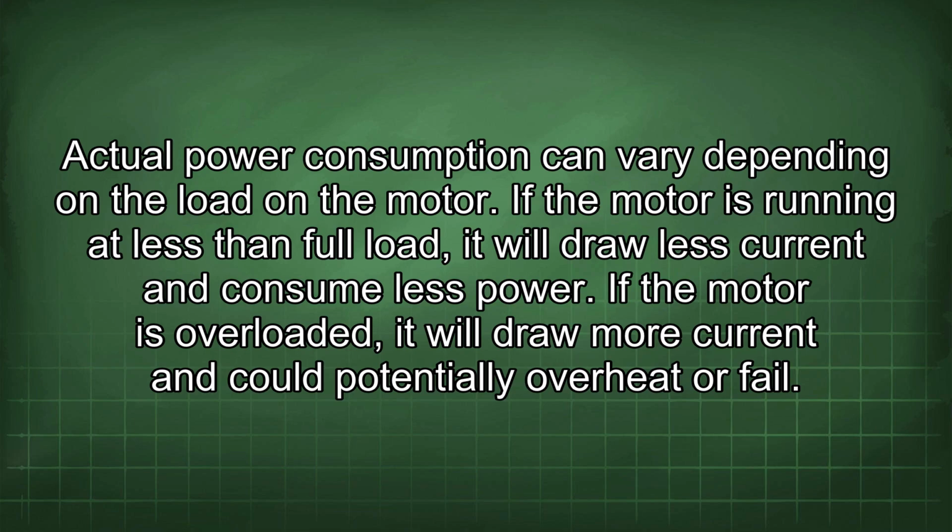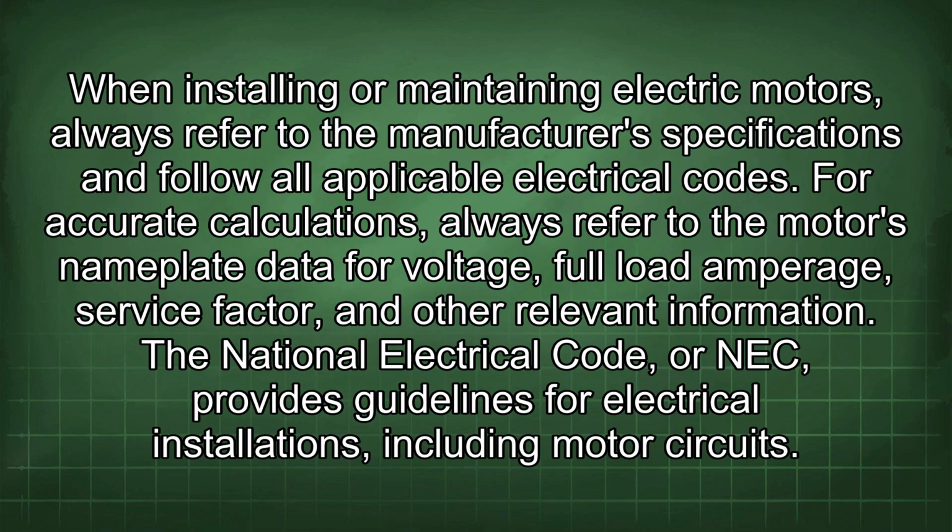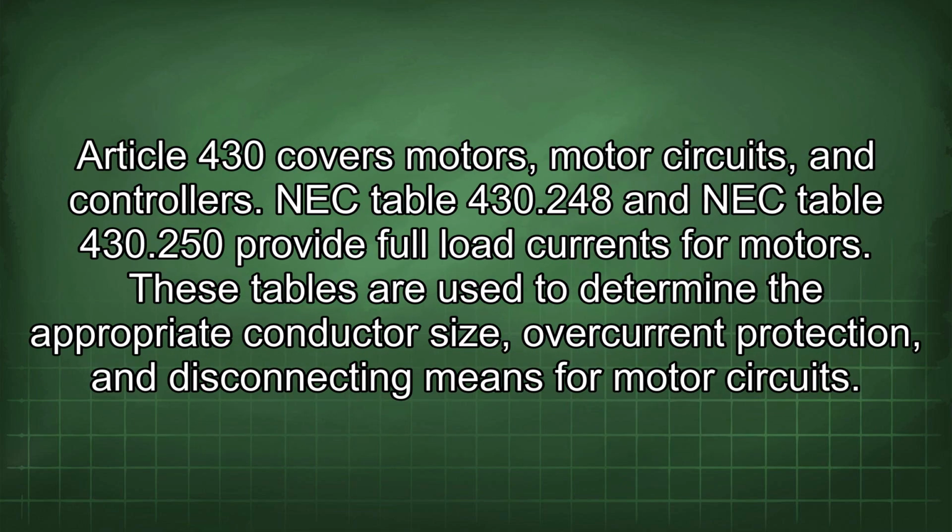If the motor is running at less than full load, it will draw less current and consume less power. If the motor is overloaded, it will draw more current and could potentially overheat or fail. When installing or maintaining electric motors, always refer to the manufacturer's specifications and follow all applicable electrical codes. For accurate calculations, always refer to the motor's nameplate data for voltage, full load amperage, service factor, and other relevant information. The National Electrical Code, or NEC, provides guidelines for electrical installations, including motor circuits. Article 430 covers motors, motor circuits, and controllers.